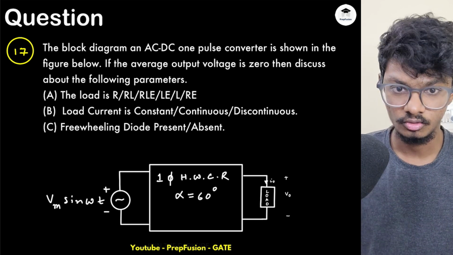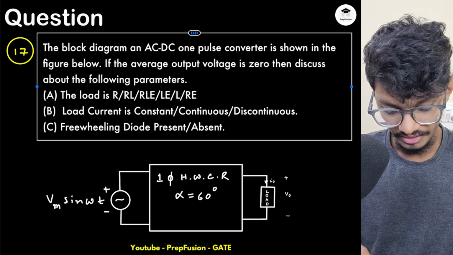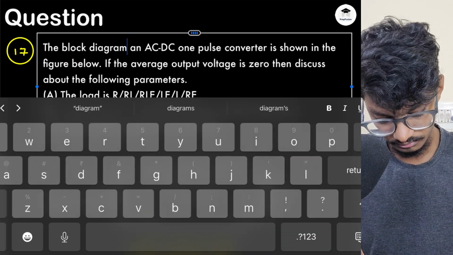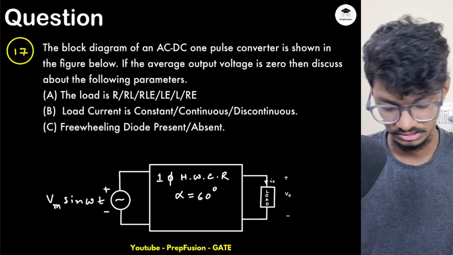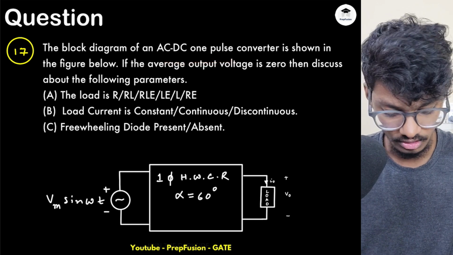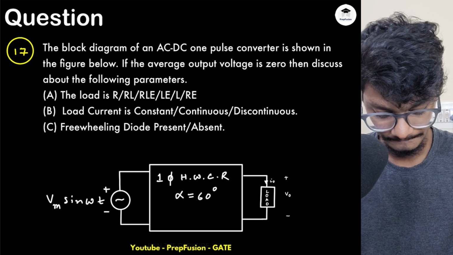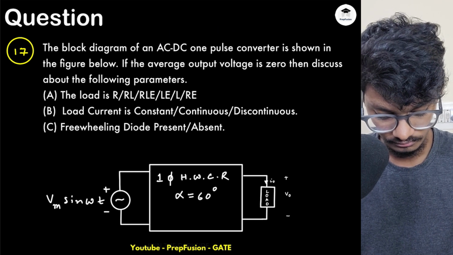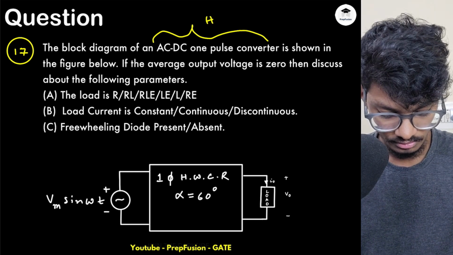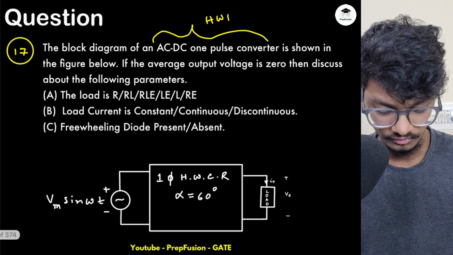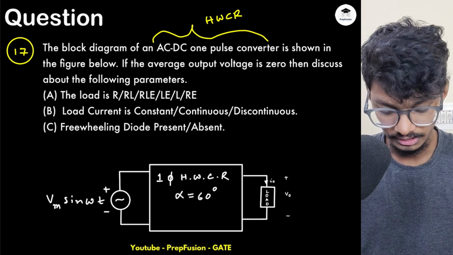I gave you all these questions in the homework, right? So we'll do all these questions. The block diagram of an AC to DC 1 pulse converter. So this is basically half wave. This 1 pulse converter means it is talking about a half wave rectifier, right? Half wave controlled rectifier is shown below.